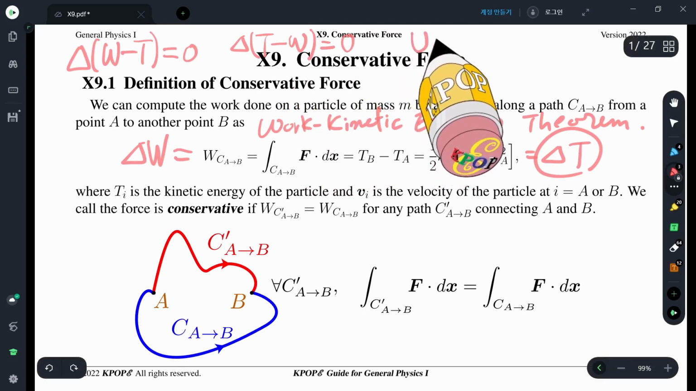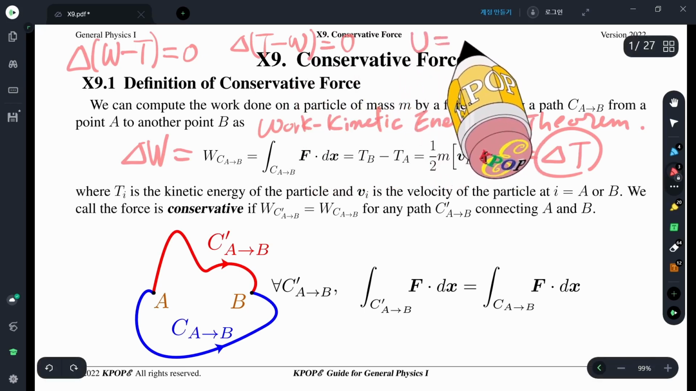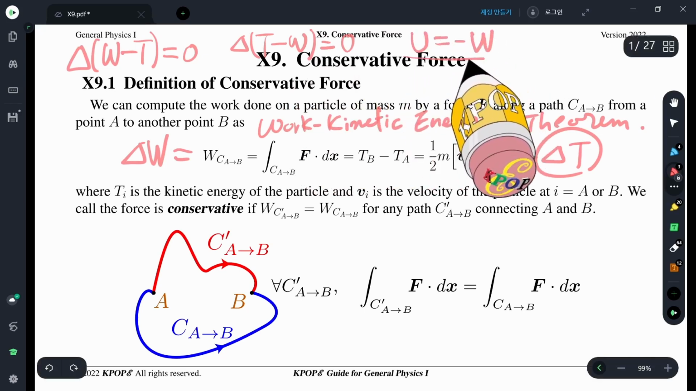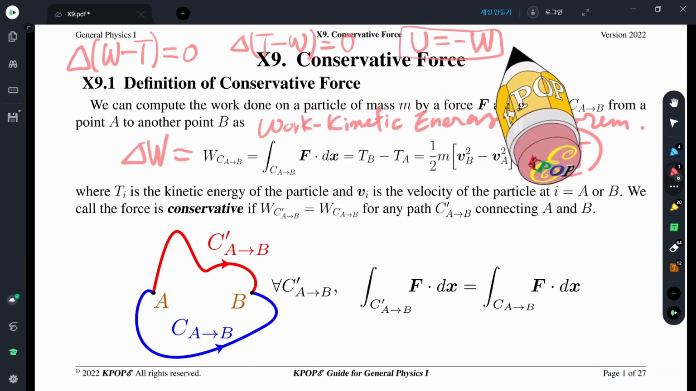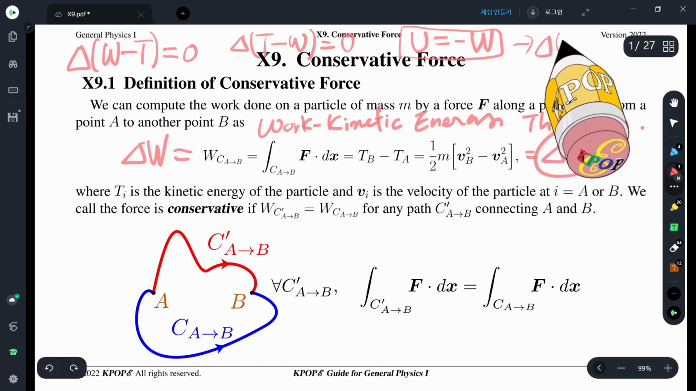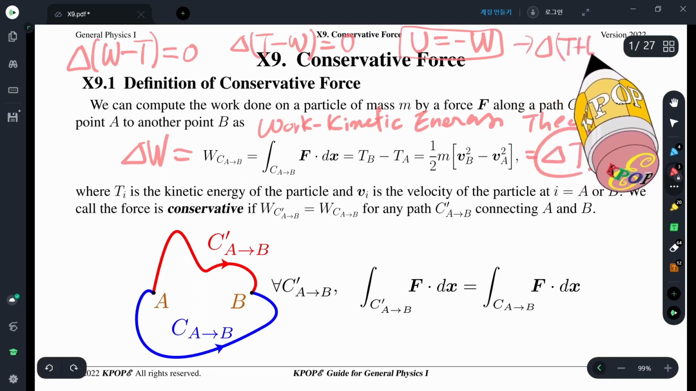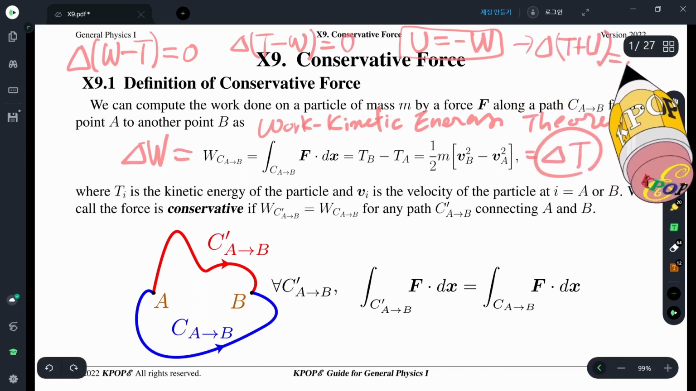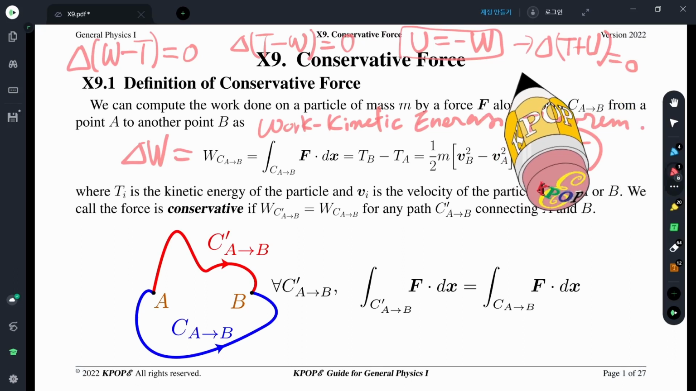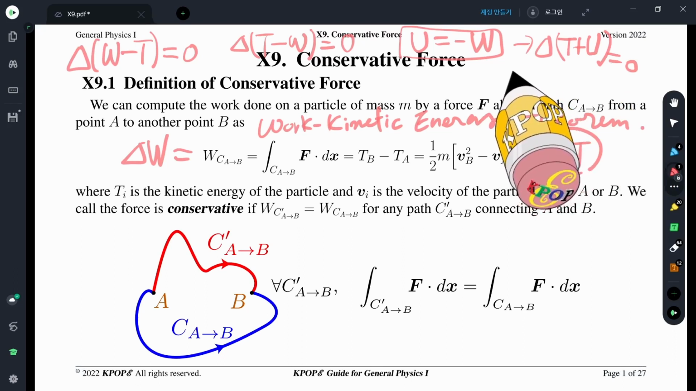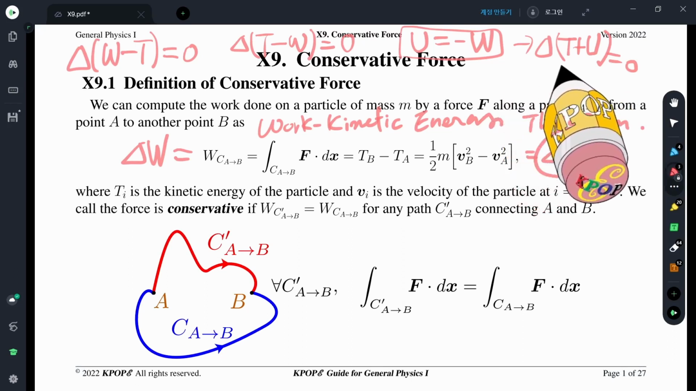Here we introduce potential energy, that is negative of the work. Then the expression becomes a simpler sum of kinetic energy and potential energy. It's not changing, it is invariant. This is called the conservation of total mechanical energy.